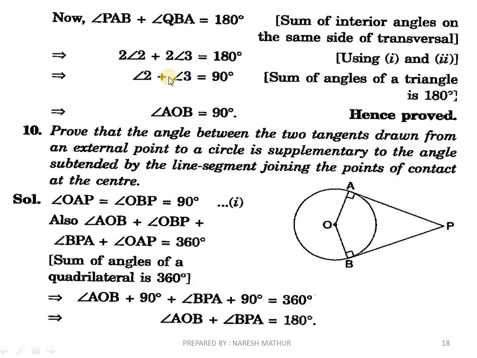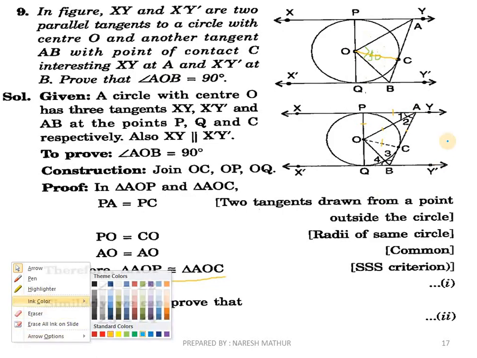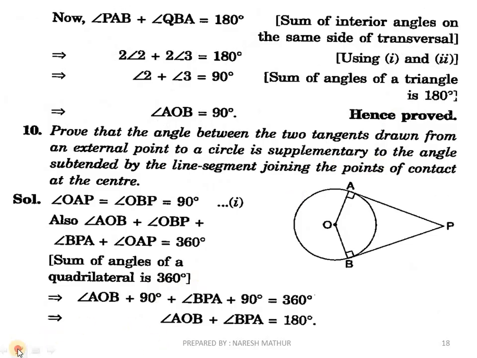Alright. Now see, angle PAB plus angle QBA. We are talking about these two angles. The sum of these angles would be 180 degrees. Why? Because of co-interior angles. So we can write this angle PAB equals twice angle 2, and this angle can be written as twice angle 3. Alright, so the equation now becomes twice angle 2 plus twice angle 3 equals 180. Now divide the whole equation by 2, so we have angle 2 plus angle 3 equals 90 degrees.